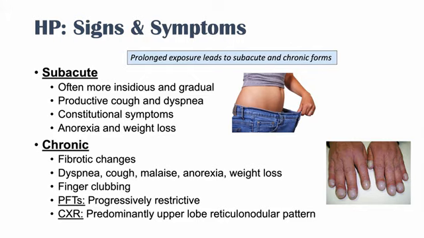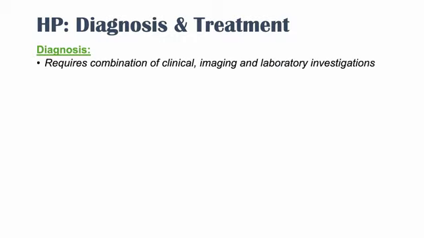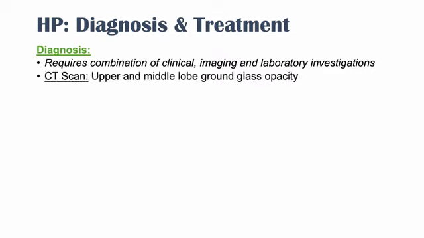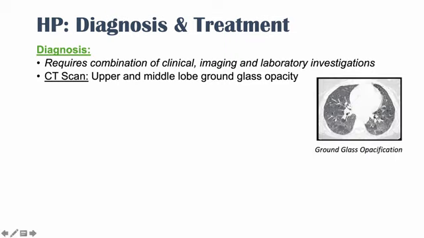How do we make the diagnosis of hypersensitivity pneumonitis? So the diagnosis of hypersensitivity pneumonitis is actually complicated. It takes a combination of clinical, so history and physical, imaging, and laboratory investigations. So oftentimes a CT scan is performed, and what is shown is that there is upper and middle lobe ground glass opacity. So if we look here, here's some ground glass opacity here.